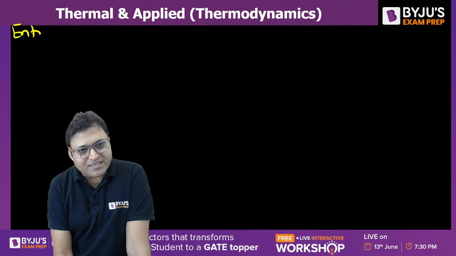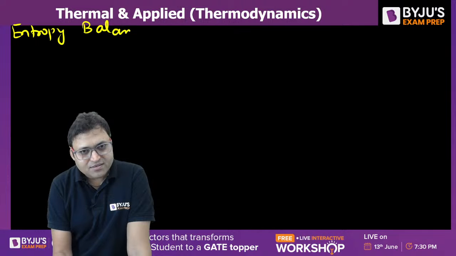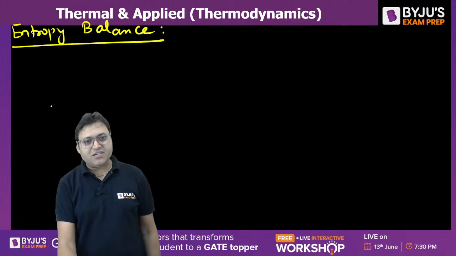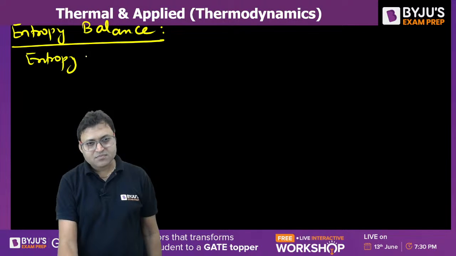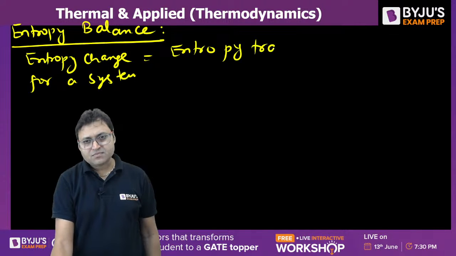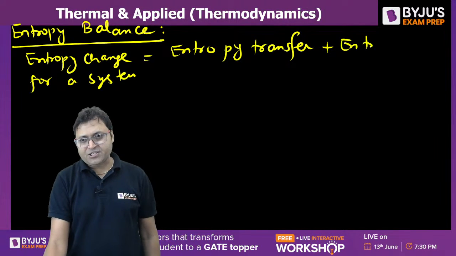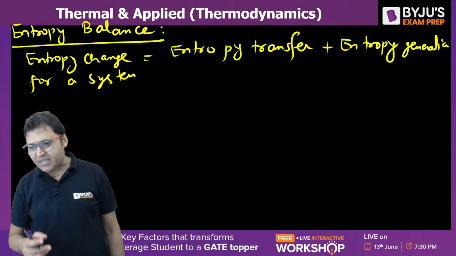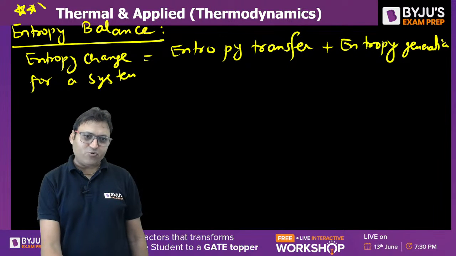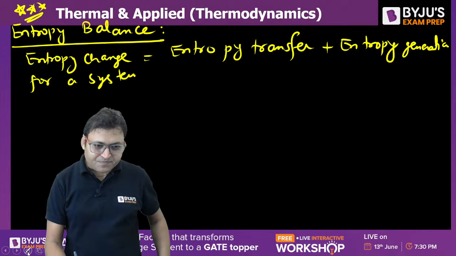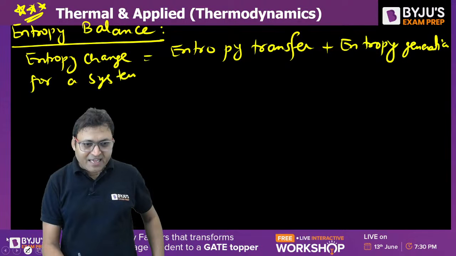So from the concept of entropy balance, can we say entropy change for a system is equal to entropy transfer plus entropy generation. This is very, very important. Try to understand this. The entropy change in a system is because of the entropy transfer, similar to energy transfer. But along with that, there is an entropy generation.